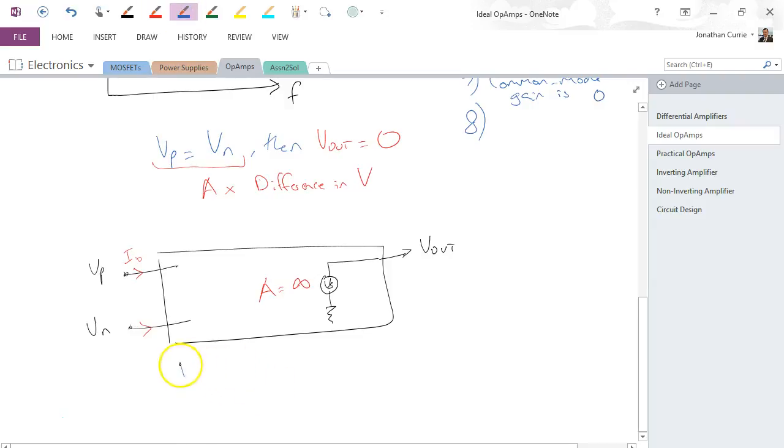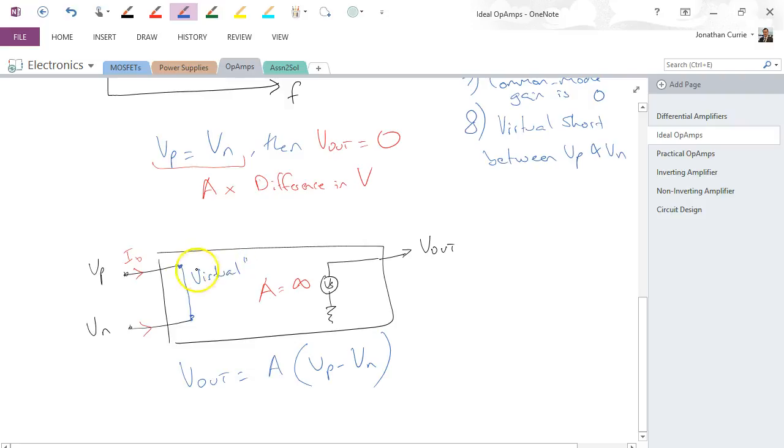But if we re-examine this formula, V out is equal to the gain times the difference between the input voltages, then this is where you get one further approximation which allows us to have a virtual short between Vp and Vn. Alright, so what we're basically saying is the virtual short, and we use the term virtual because it doesn't actually exist, but it helps us in our analysis to think of this as being here.